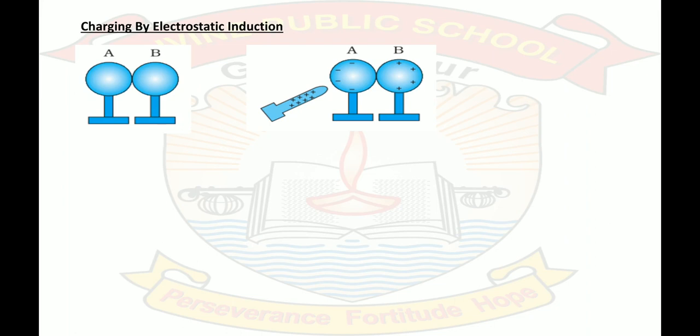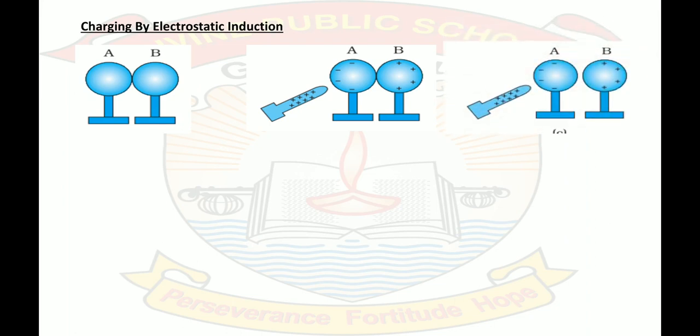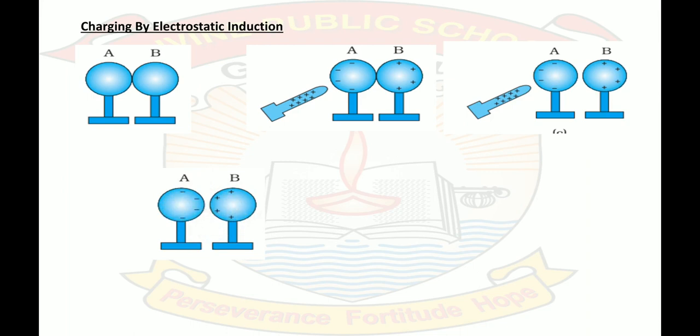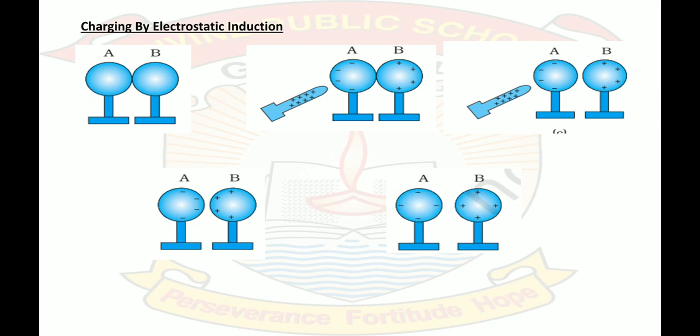Now what happens? We separate the spheres A and B. Now A has negative charge, B has positive charge. Now we remove the body which we brought to make them charged, and A still has negative charge and B has positive charge. If we separate them by a larger distance, then the charge on A will be distributed over its surface, whereas the charge on B will be distributed over its surface.